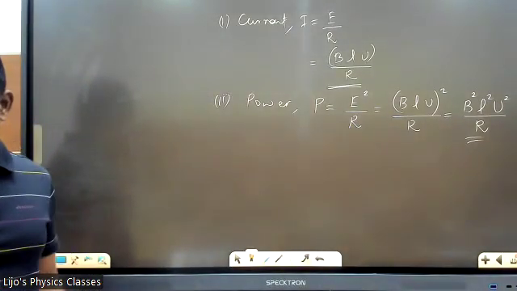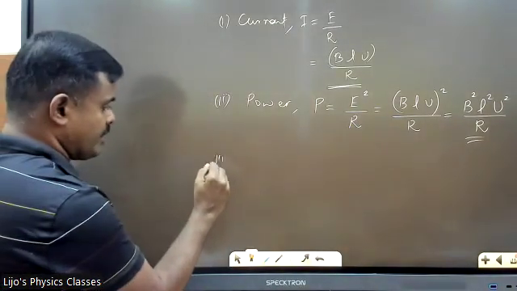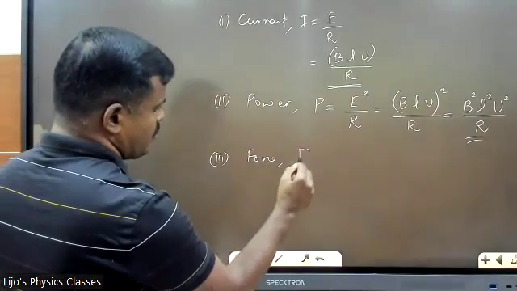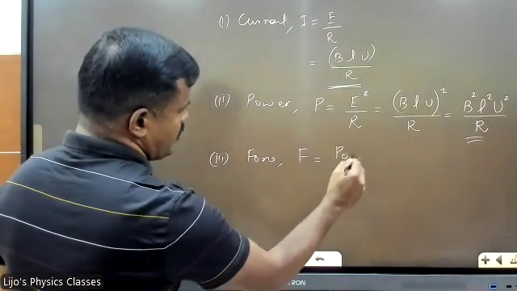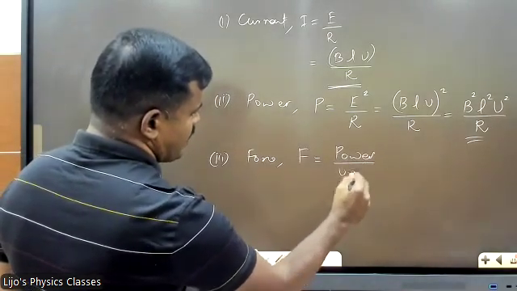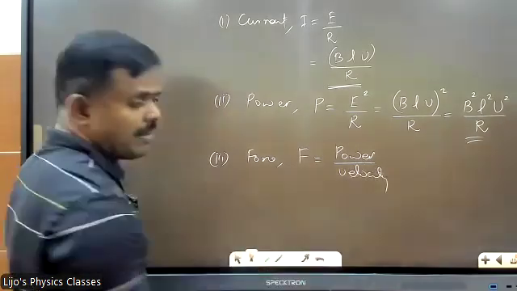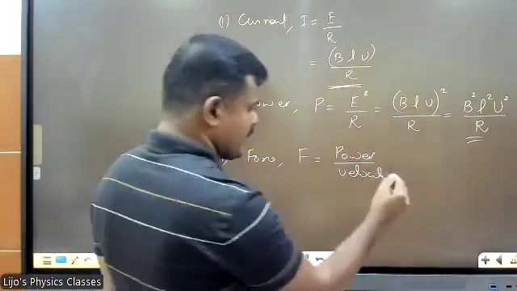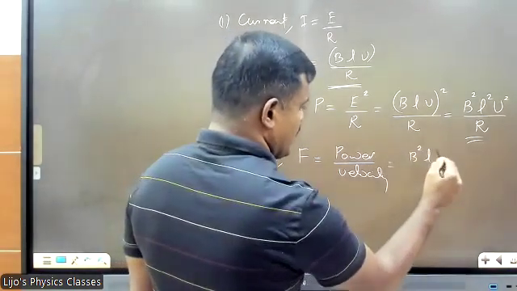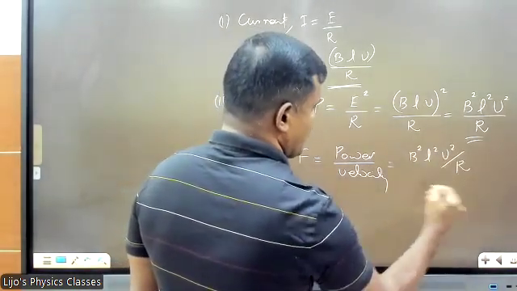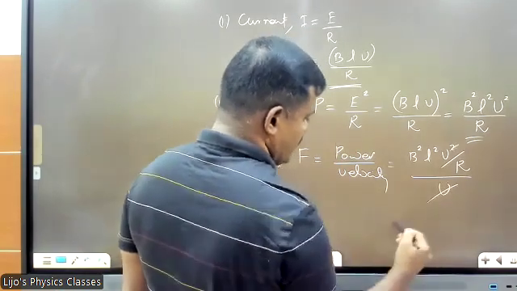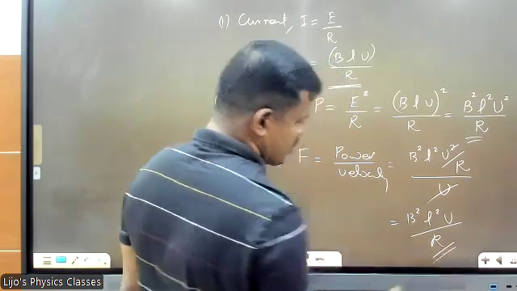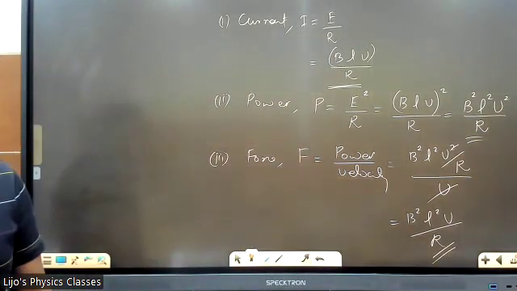Okay. All right. The third question, we need to do one more question. Force. They are asking you to find force also. Force is equal to, how to find? We did it already. Force is equal to power divided by velocity, isn't it? What is power here? B square L square V square by R, divided by velocity. V and V are cut. You are getting B square L square V by R. All of you got this?